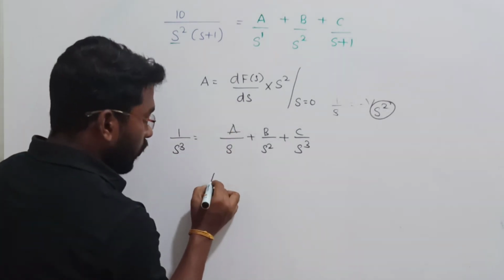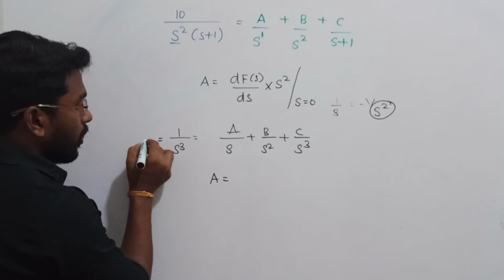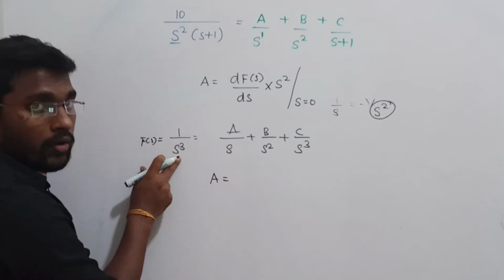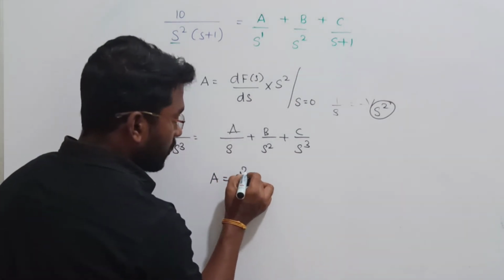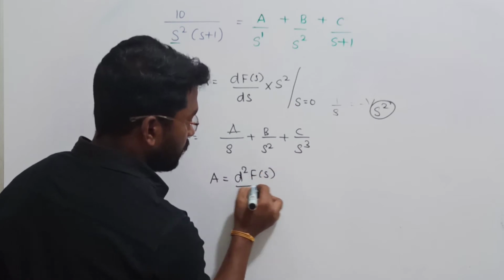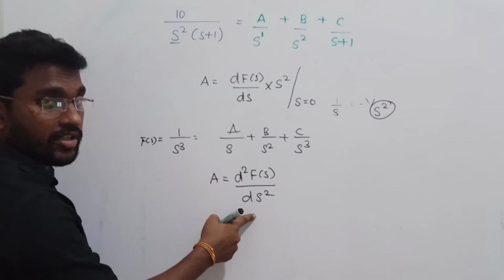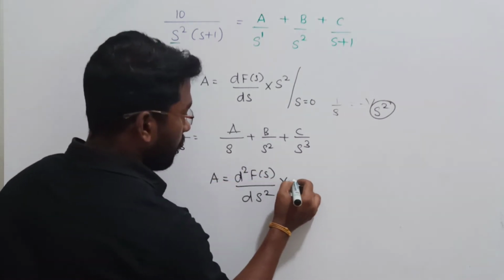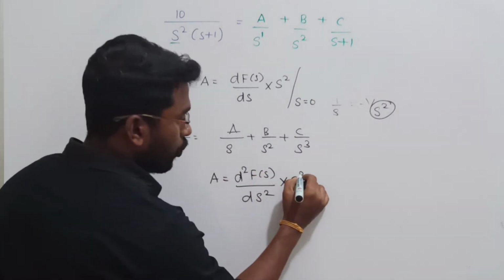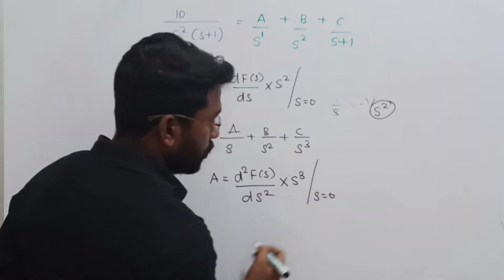So the moment you are finding the value of a, this is the overall function f of s. How many times do you have to differentiate it? 2 times you have to differentiate this function with respect to s, and then you multiply it by the corresponding highest order, which is s cube, and then you can substitute the value of s equal to 0.